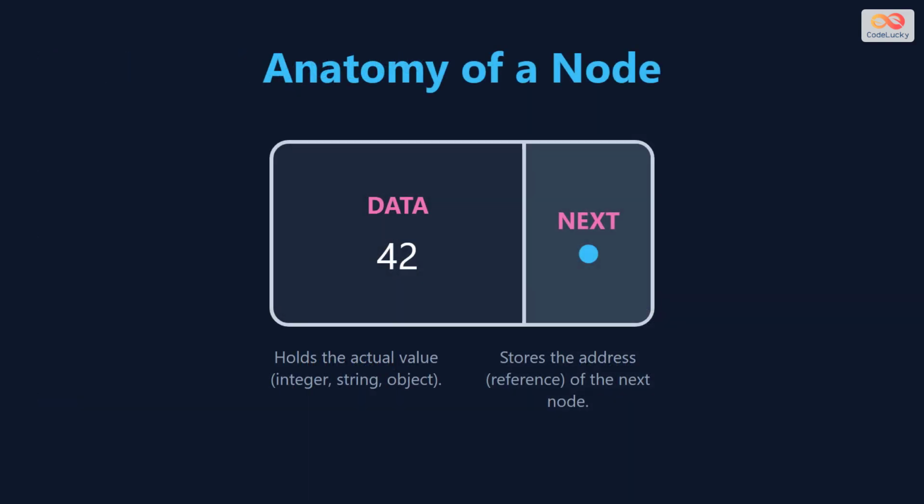The building block of a linked list is called a node. Every node is a container with two distinct compartments. The first compartment holds your actual data, like a number or a text string. The second compartment is a pointer, often called next, which stores the address or reference to the very next node in the sequence.